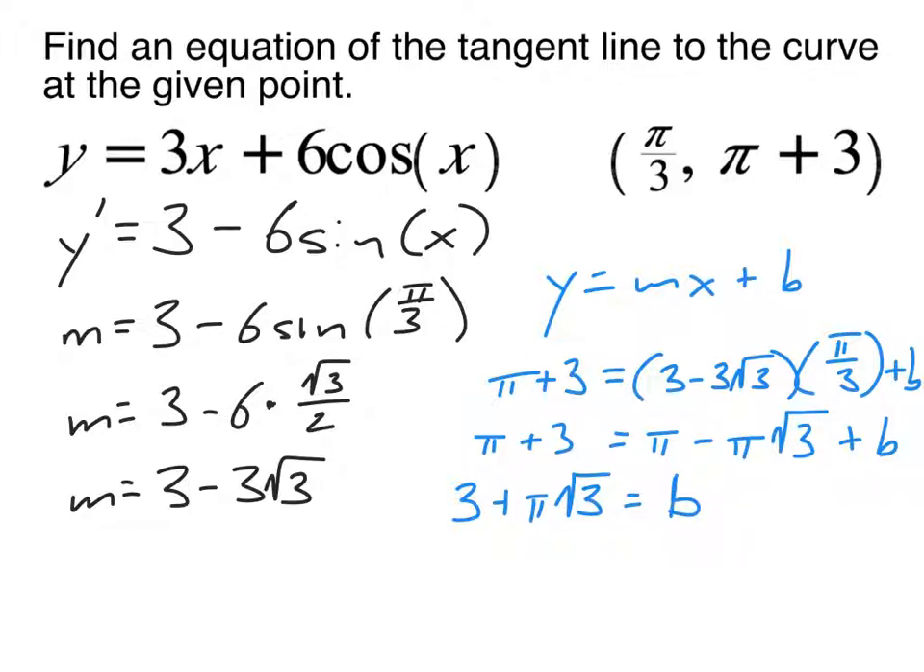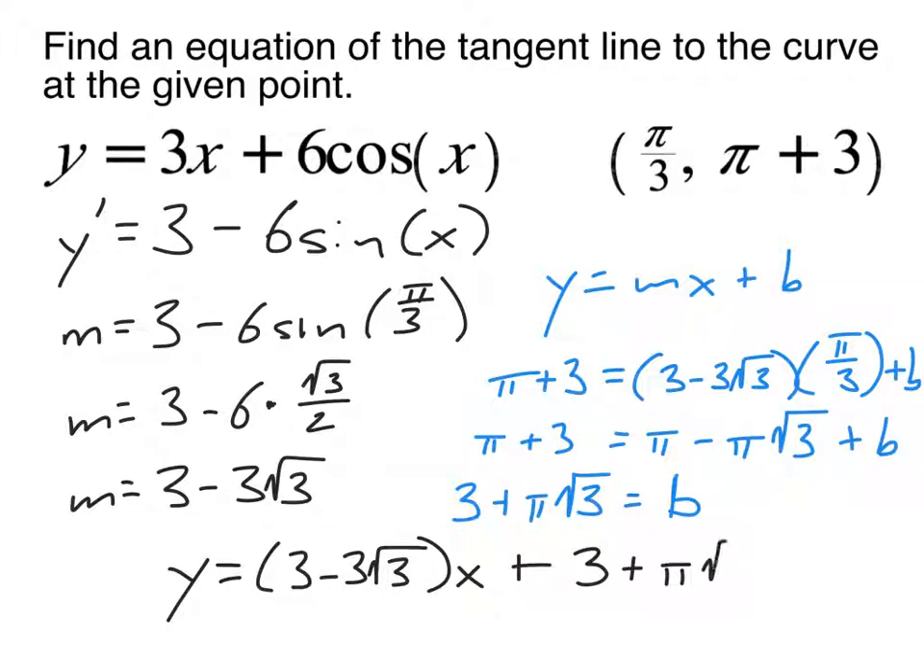Hallelujah. All right, now that I know that, I now have my final answer. It's going to be y equals 3 minus 3 root 3 x plus my b, which is 3 plus pi root 3. Yes, sometimes the answers work out that way.